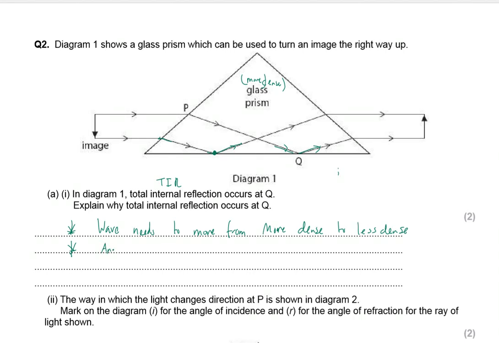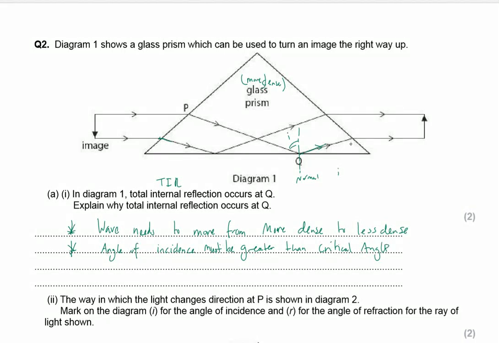Okay. Second one is the angle of incidence must be greater than the critical angle. Okay, so here, if I remove this, if I draw my normal here, this is the angle of incidence. It means that the angle of incidence needs to be more than the critical angle. So this way, instead of going out, everything stays inside. So that's what we want.